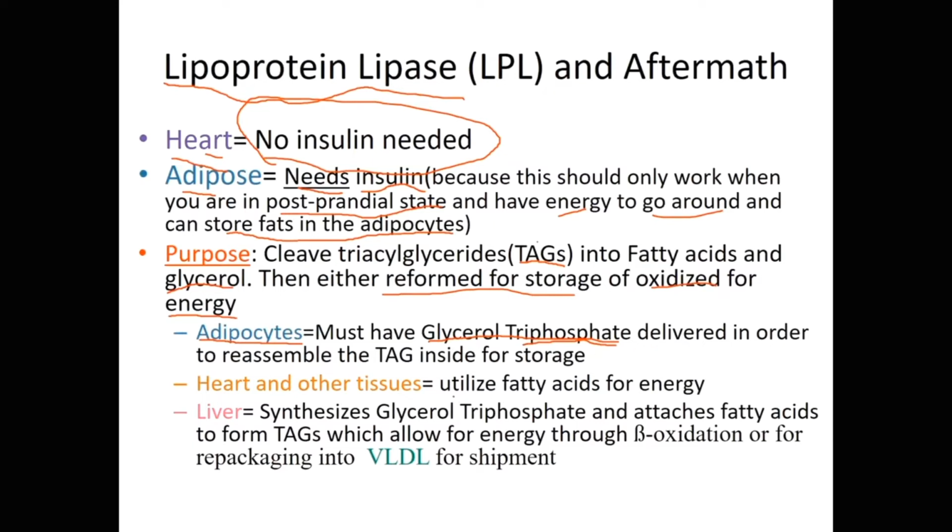In your heart and other tissues, we're pretty much going to take those free fatty acids, cleave the tags, get the free fatty acids, break them down, so then we can oxidize them and make acetyl-CoA for energy, and that's exactly the purpose of those tissues. In the liver specifically, however, the liver is the one that takes basic glycerol and triphosphorylates it, allowing for storage of fats in the liver cells in addition to secreting that and giving it to adipocytes so that they can store more of the fats. But it also allows for beta oxidation in the liver of those free fatty acids, and then we can reship it and put it into VLDL to spit it back out.